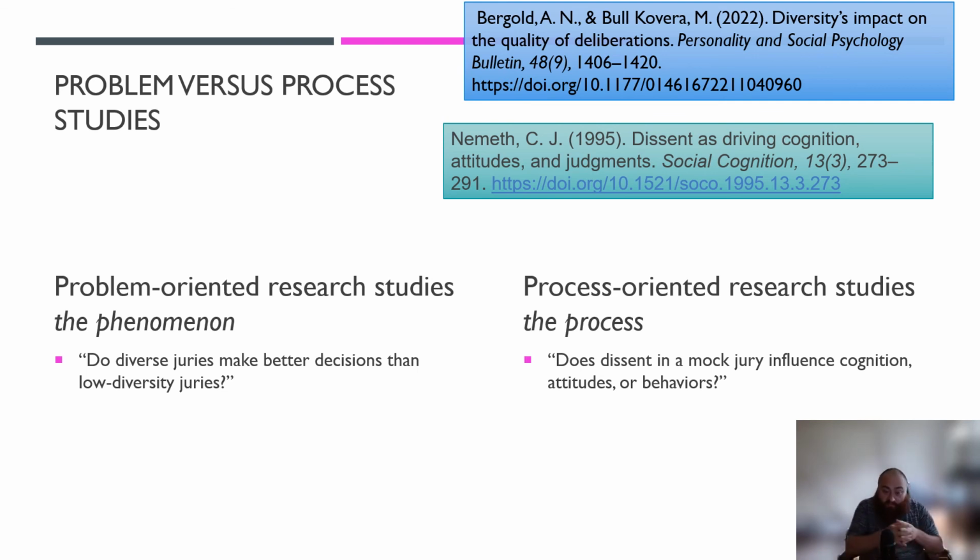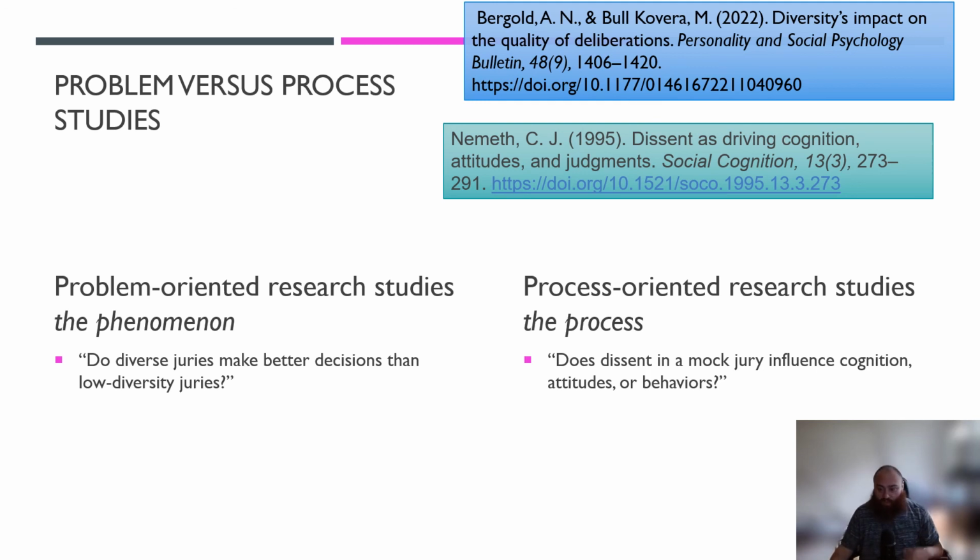You can study the phenomenon, the problem of the jury's decision, or you can study the process. What are the psychological processes that lead to decision making? And that's what you see in the second citation here. They ask, does dissent in a mock jury influence cognition, attitudes, or behaviors? So what that researcher found is that dissenting opinions have a very pronounced impact on how a jury behaves. But they weren't studying the jury decisions necessarily. They were studying how cognition is influenced by something. But then that research ties hand in hand with later researchers, their issue of the actual jury decision making.